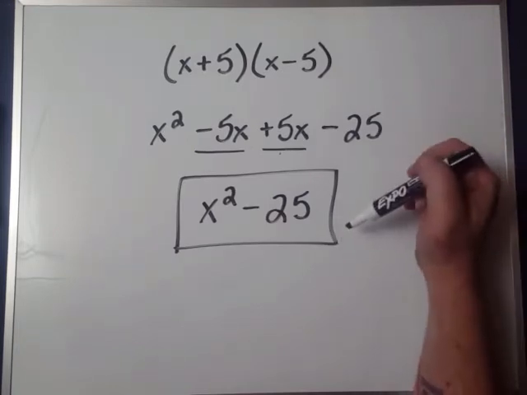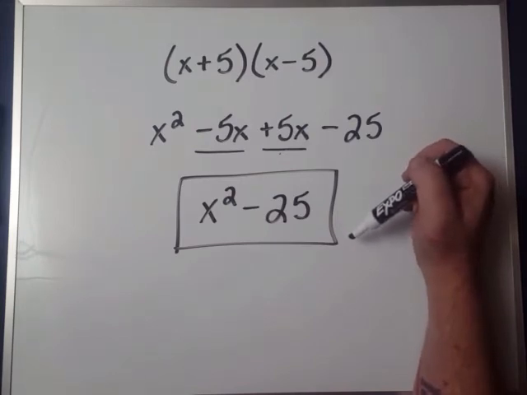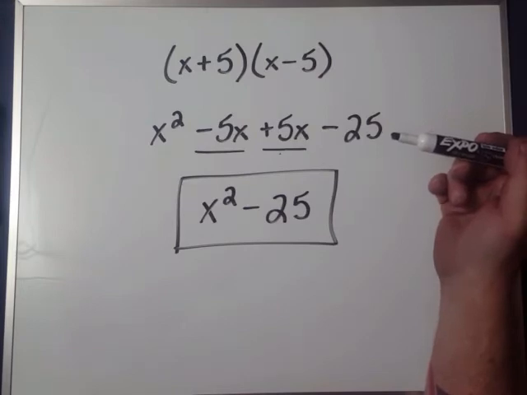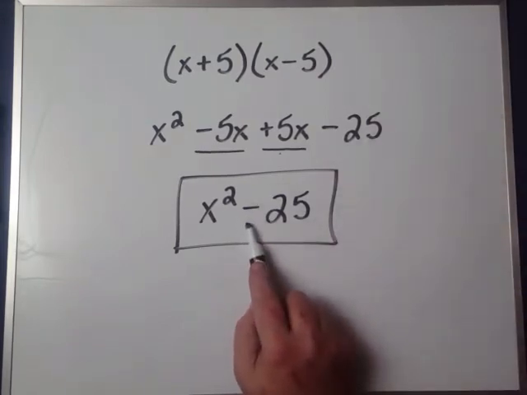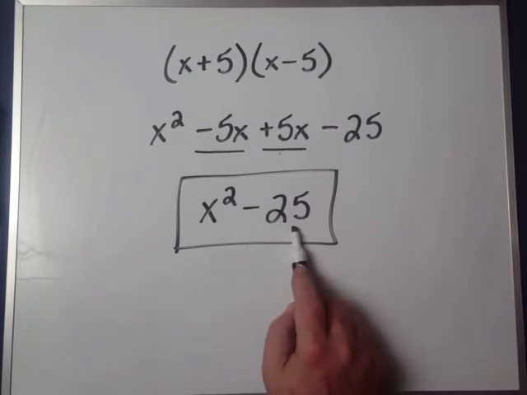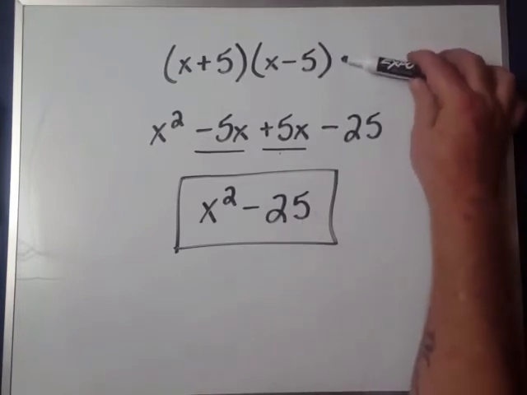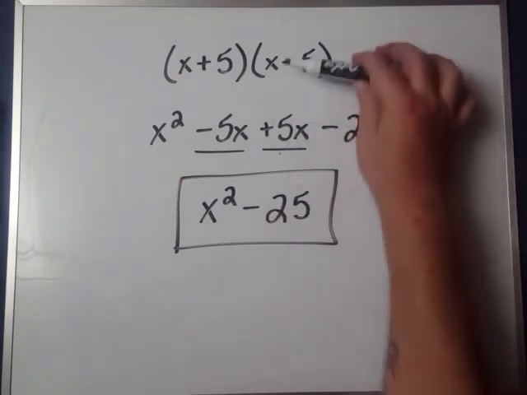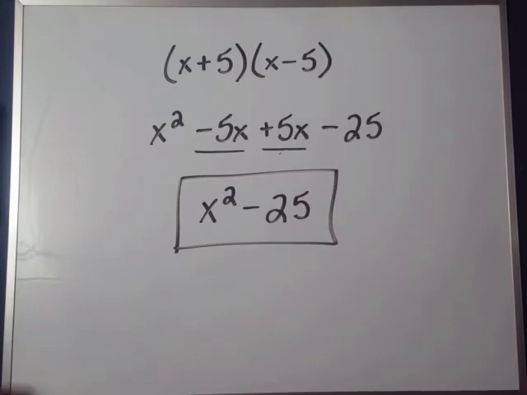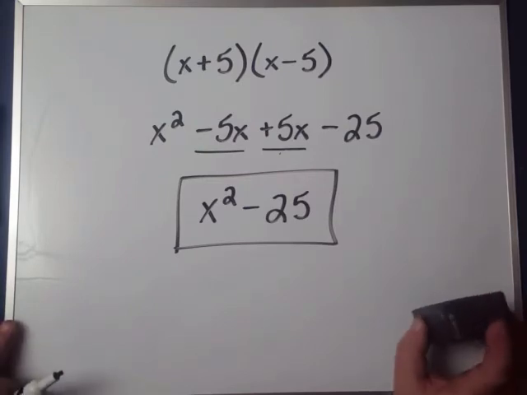Do you have to know the special product I'm about to develop? No. But in the next section, in the next chapter, this thing in the box will be the problem. You'll be asked to factor it. And so this here at the top will end up being your answer. We'll be working these backwards. That's what factoring is. It's unmultiplying.